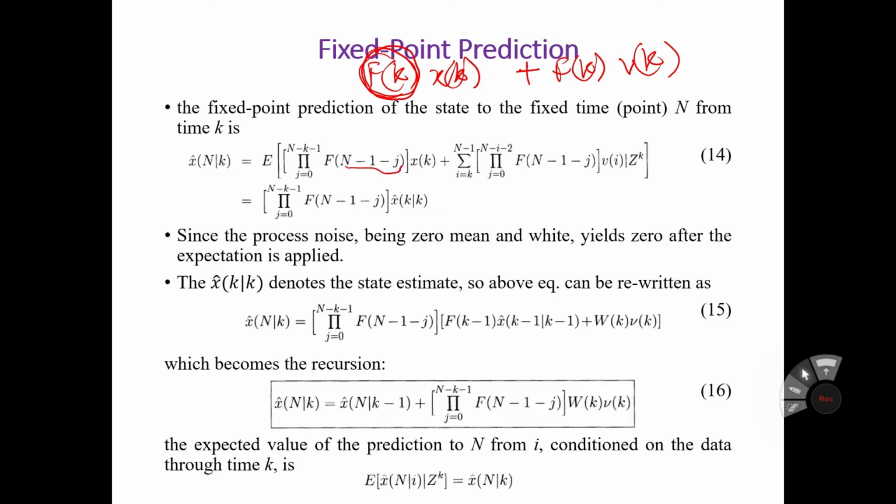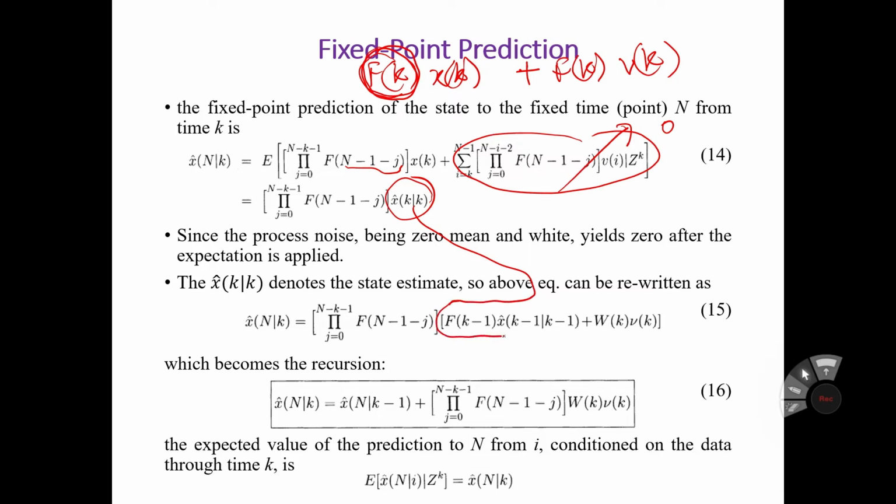Similarly, you have to multiply the fixed point transition matrix to the process noise, but as we are taking the expected value, the expected value of the process noise is 0 because it has 0 mean and is a white sequence. The remaining part is this one, the f of the fixed point interval into the estimated value of this thing. So again this is equal to the Kalman filter, like this equation.